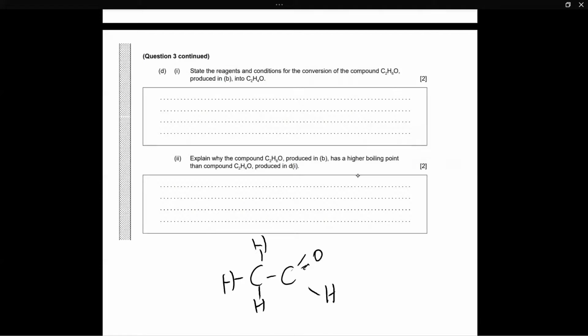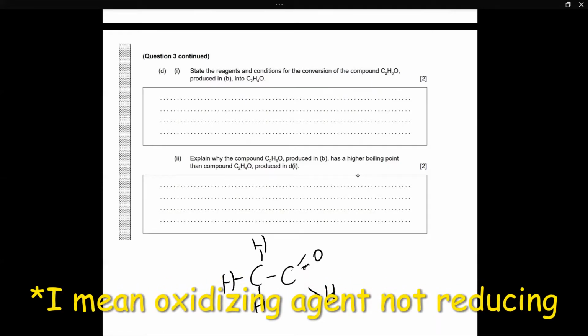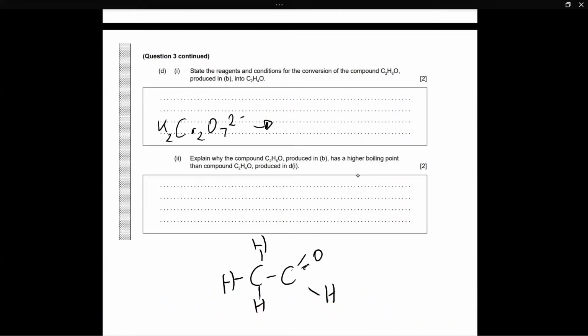So the conditions are, first, you need an oxidizing agent, because if you want to oxidize ethanol, you need an oxidizing agent. In this case, it is Cr2O7 2-. This is called potassium dichromate. The name of this molecule is potassium dichromate, and it's a strong oxidizing agent.